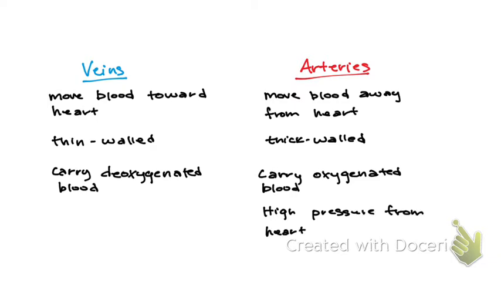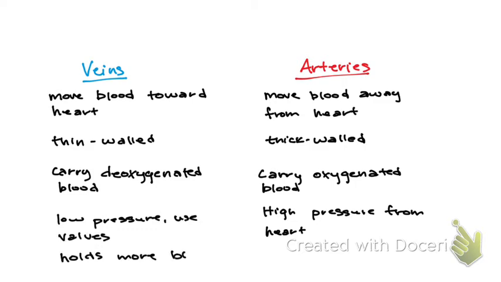Arteries have a higher pressure within their system because of the heart pumping into them, while veins have lower pressure. They also use valves in order to move the blood. The venous system actually holds way more blood than the arterial system does. It's a larger vessel.